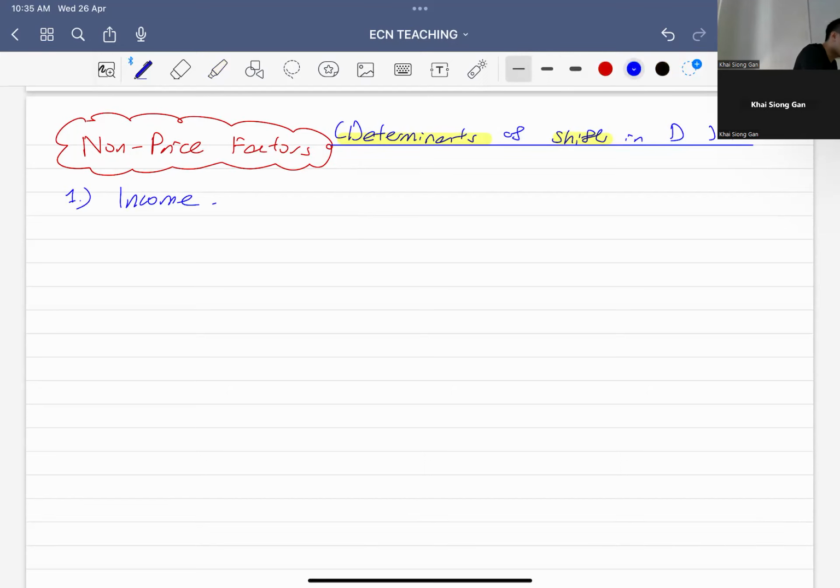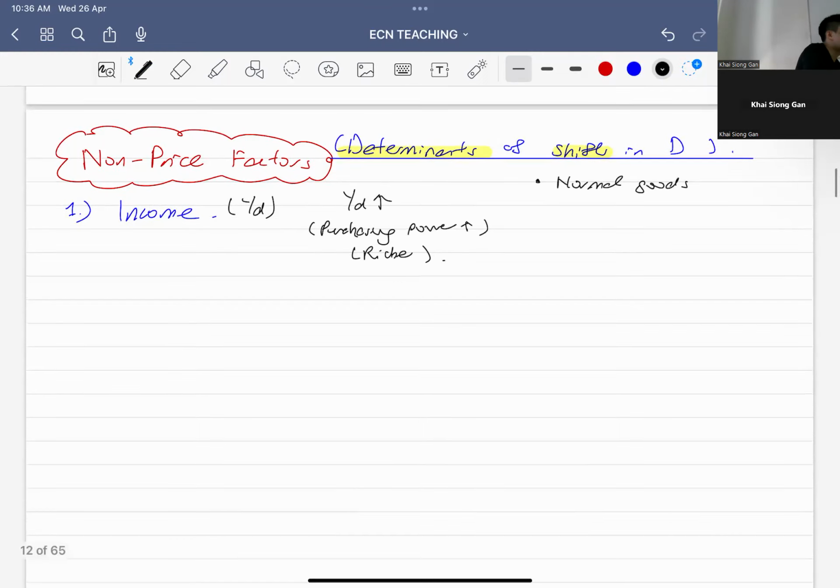The first one is income. Income, I can put in a short form called YD. YD is the disposable income. We're talking about disposable income. Here, we are saying the money that you earn. So for example, when I say your income increases, it means what? Your purchasing power has increased. That means you get richer, right? So let's look into the impacts on two different goods. We have normal goods. Normal goods are the goods that we consume in our daily life.